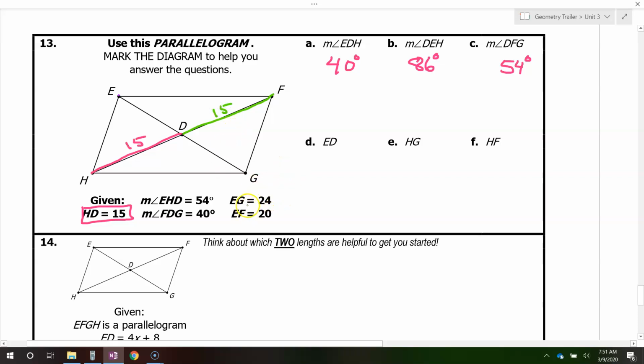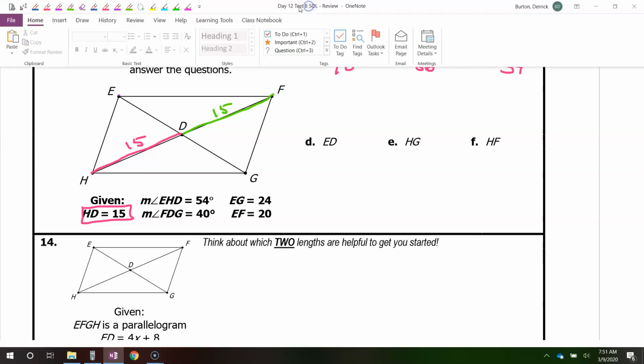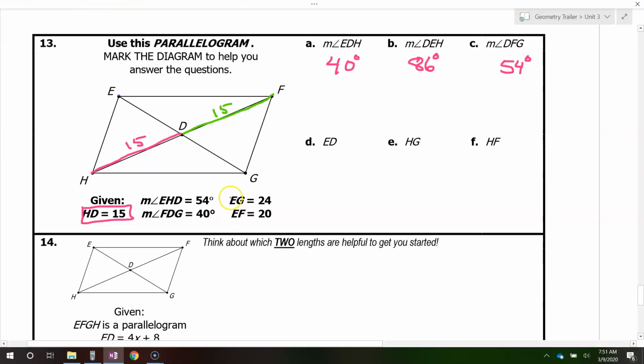What else did they give us? They told us that EG is 24. EG is this entire thing. So this is 24. But D is the midpoint, right? It's being cut in half. So if EG is 24, that means that this is 12 and 12.